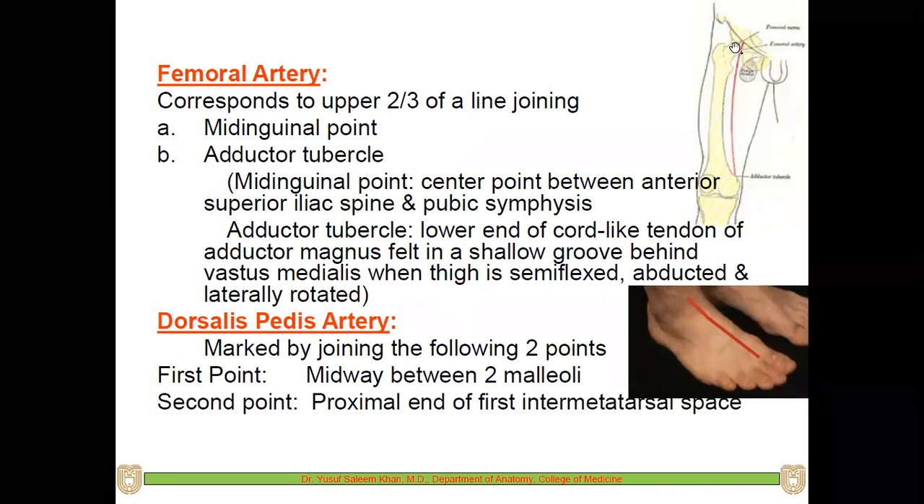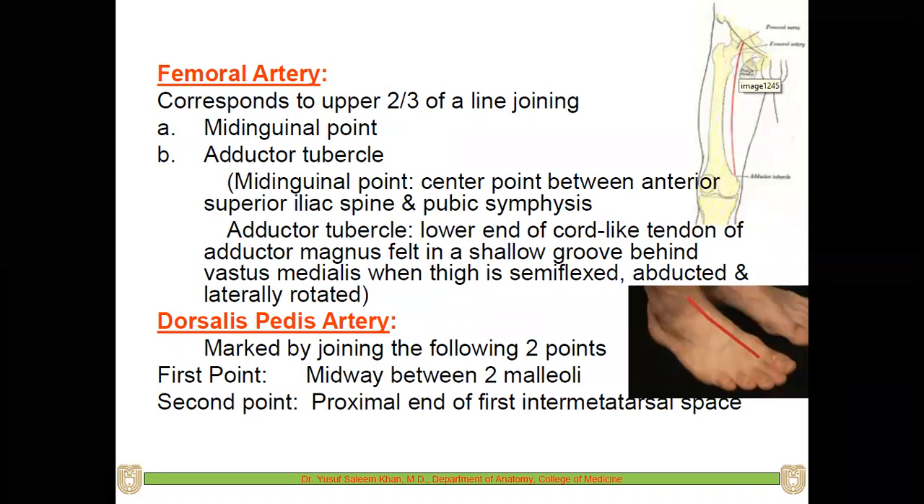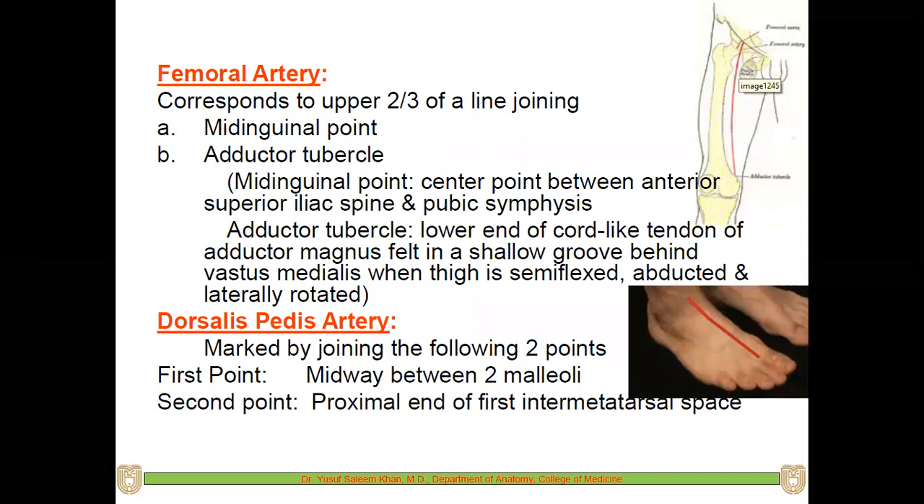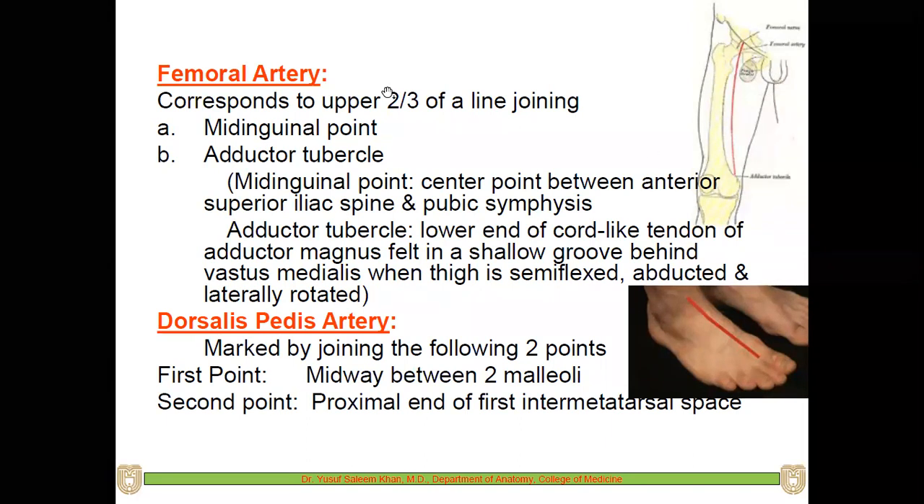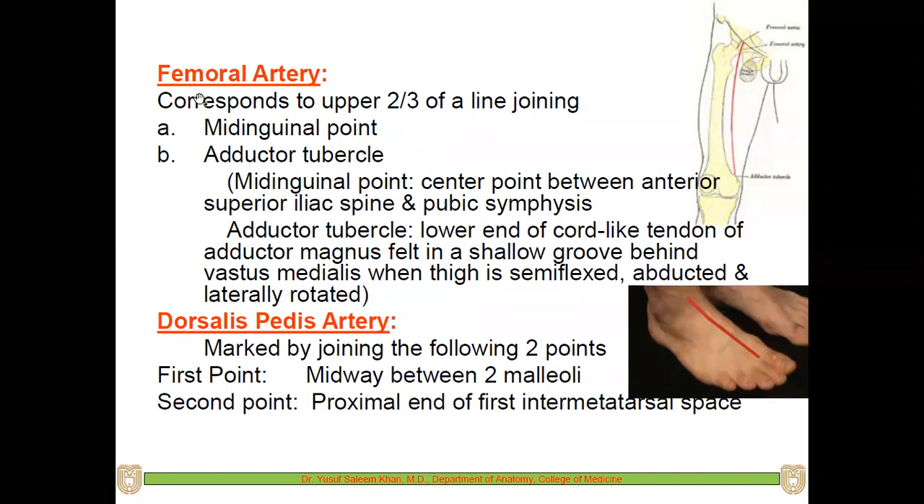And here, this is the femoral artery, which we have already seen. So now how to surface mark these arteries? One is the femoral artery, and the second is the dorsalis pedis artery. Femoral artery, as we know, is in the thigh, just below the mid-inguinal point. As we saw, it begins from the mid-inguinal point and goes on the posterior surface and continues as the popliteal artery. So how do you mark it on the surface? The femoral artery can be marked by corresponding to the upper two-thirds of the line joining.